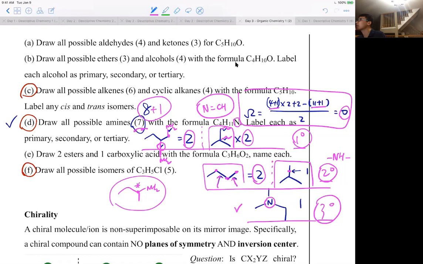Isn't the secondary ones the same? Or why are they the same? Which 2 are the same? I don't think they are the same, because they have different skeletons. Would you have E and Z isomers on the secondary amine if the N was in the middle? Because there's no double bond. If there's no double bond, you don't have EZ isomers, right? You don't have trans and cis, because all of them are single bonds. Single bonds are freely rotated.